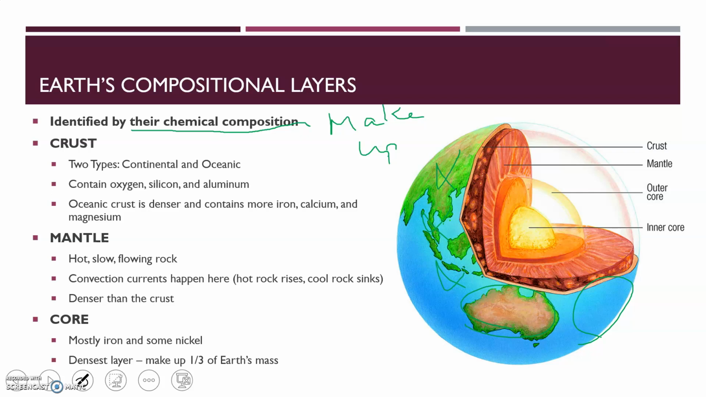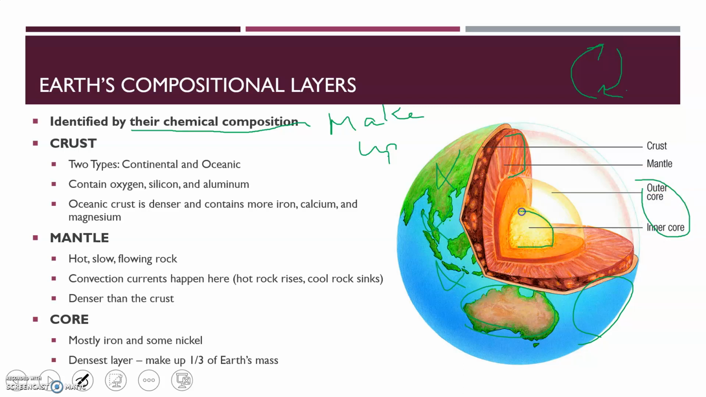The second composition layer is known as the mantle. You can tell right here, it is much larger and thicker than the crust is. And the mantle is made up of hot, slow-flowing rock, and it has convection currents. We've talked about convection currents before. We know that the warm rock rises and the cool rock sinks, okay? And then this layer is also going to be more dense than the crust, and that will be important later on. Then the third layer is actually two parts, and it's the core.